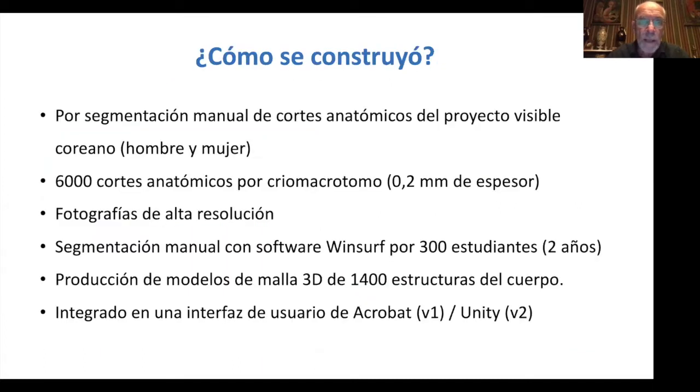So how was the construction of this model, of this table? It is a manual segmentation of the anatomical slices from the project of the visible human, more precisely the Korean visible human, man and woman. It's made of 6,000 anatomical slices, done with a special device that we call a cryomacrotome, providing very thin slices, 0.2 millimeters of thickness.